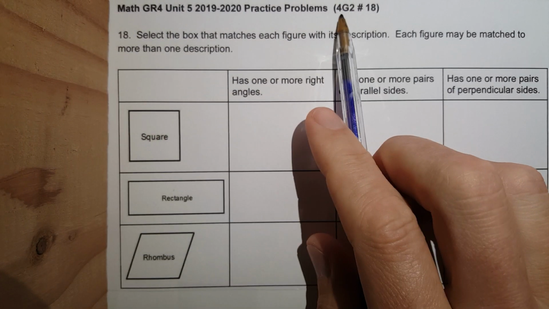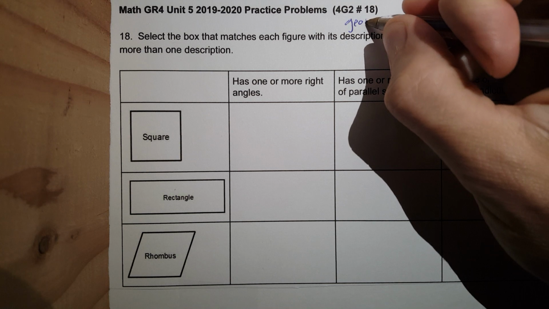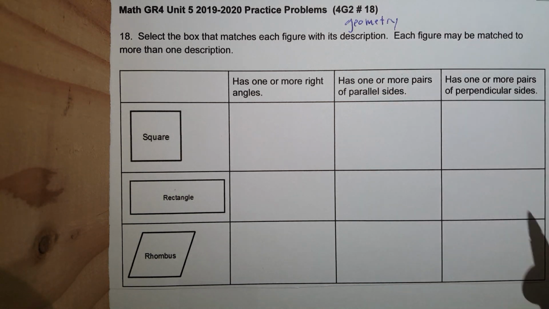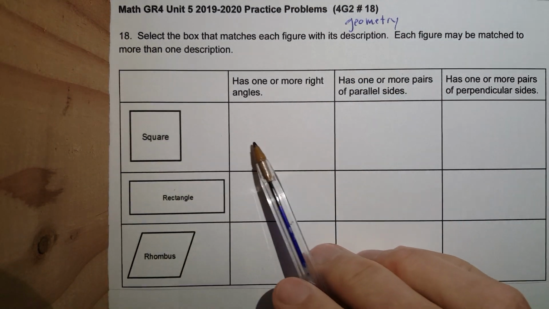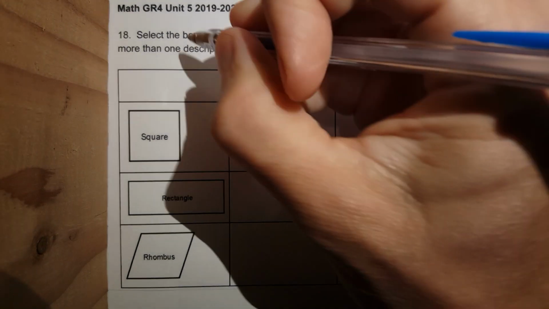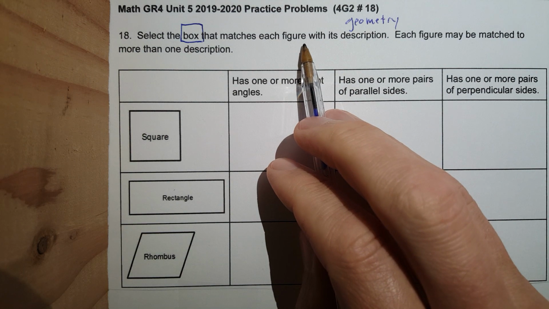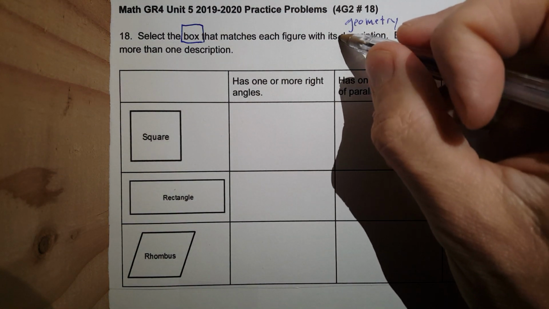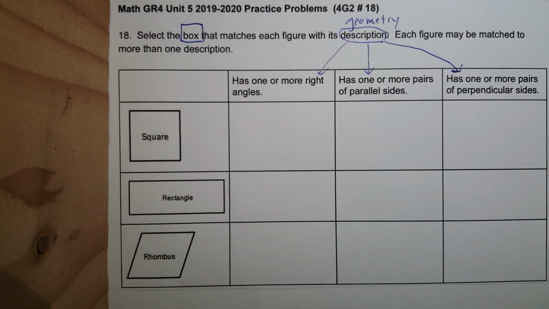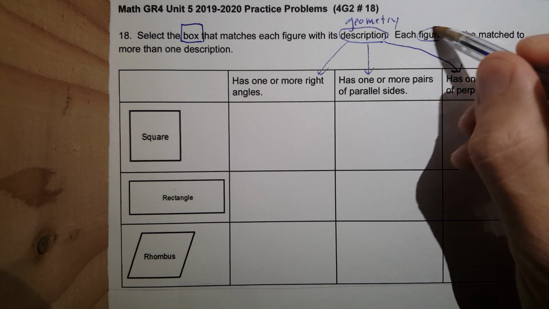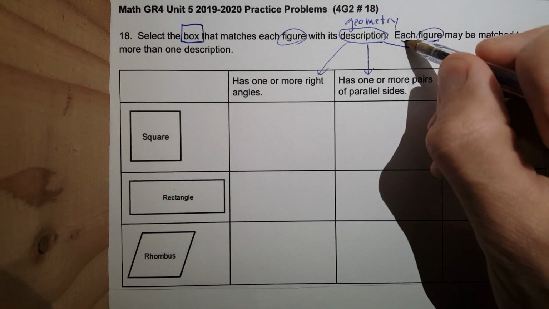Math grade 4, unit 5, 4G2. This is geometry. So I'm just going to write geo, earth, ground, geometry. 18, select the box. So these are boxes. Put a box around it that matches each figure with its description. So these are descriptions. Each figure may be matched to more than one description. I'm going to underline that.